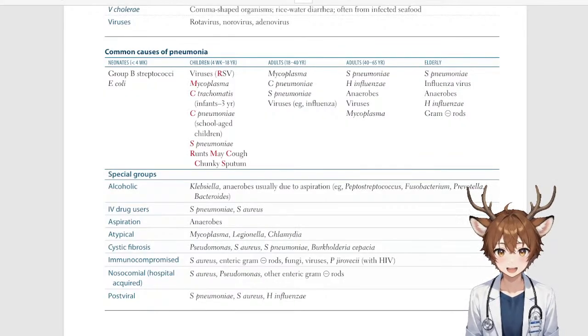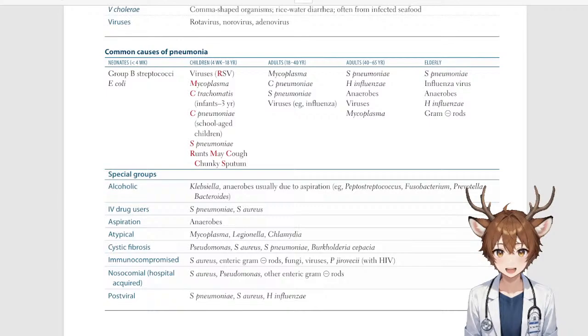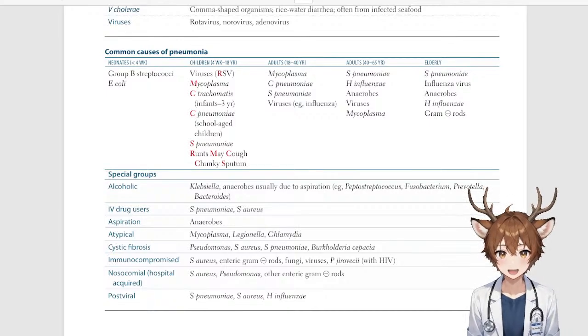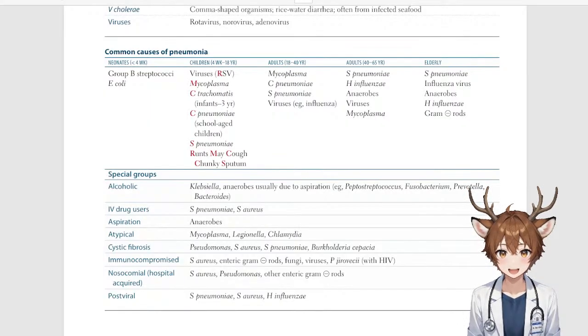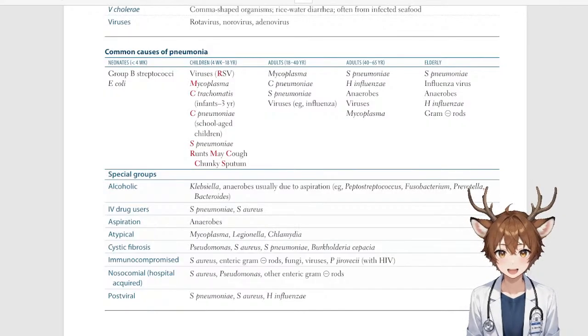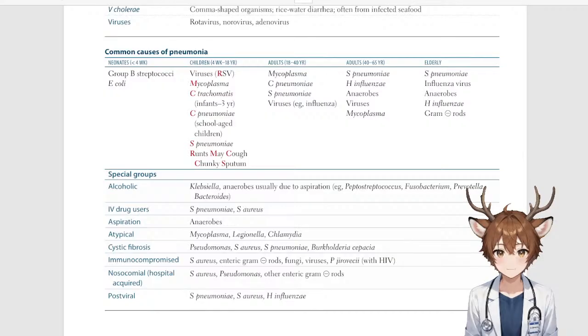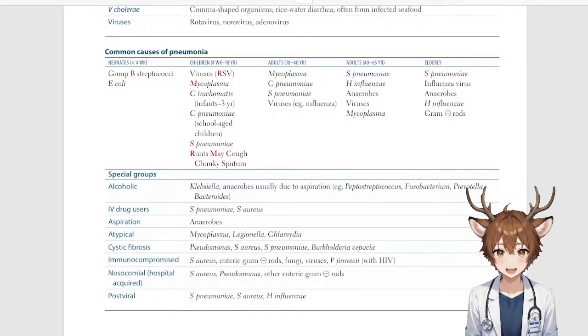Adults 40 to 65 years of age would be Strep pneumoniae, Haemophilus influenzae, anaerobes, viruses, Mycoplasma pneumoniae. What about adults who are 65 years or older? They say elderly in your book. They've switched it. Now they're saying it's just adults who are 65 years and older. They're not elderly. They're just 65 years young, guys. Strep pneumoniae, influenza virus, anaerobes, Haemophilus influenzae, and gram-negative rods.